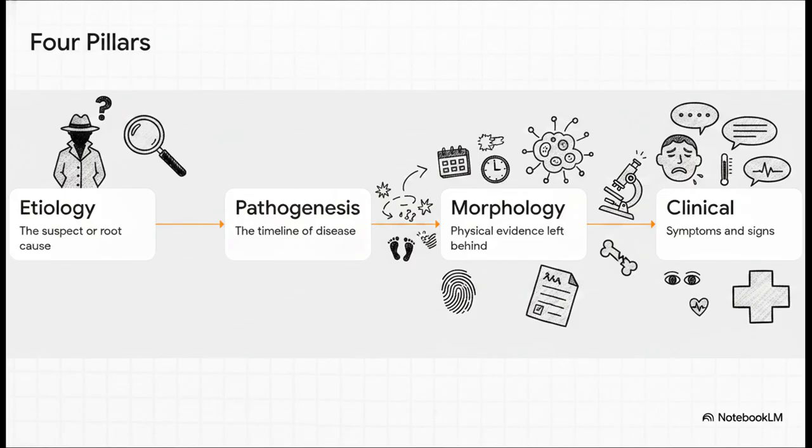Next, we have morphologic changes. This is your physical evidence, the literal structural alterations in the cells and tissues. And finally, clinical manifestations. These are the witness testimonies, the symptoms and signs we literally just talked about, which result directly from those functional derangements. This chronological flow right here, this is how every single disease is analyzed.